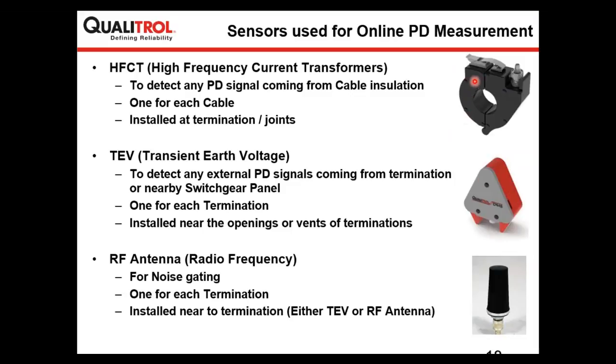Instead, you can use 3 high frequency current transformers and a noise antenna to perform noise gating in the software. So whenever there is an external pulse on the noise sensor, it will be gated out automatically in the software.